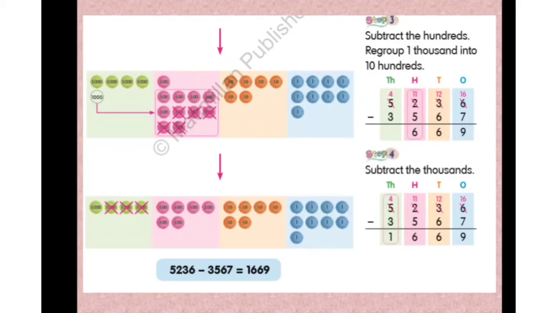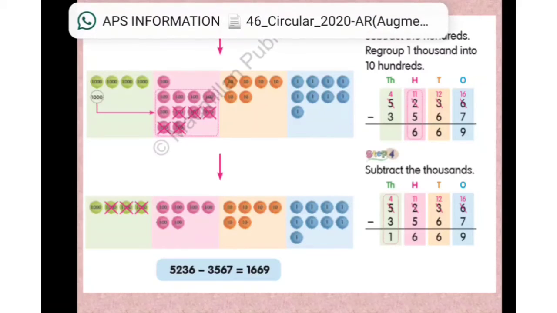So it means our answer is 1669. So what we can say is that our difference is 1669. I hope that you all understood the concept of how we do the subtraction with regrouping and the subtraction without regrouping. So now let us move on and learn about the subtraction properties.